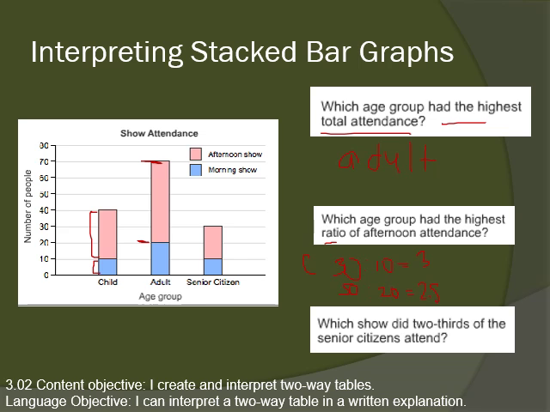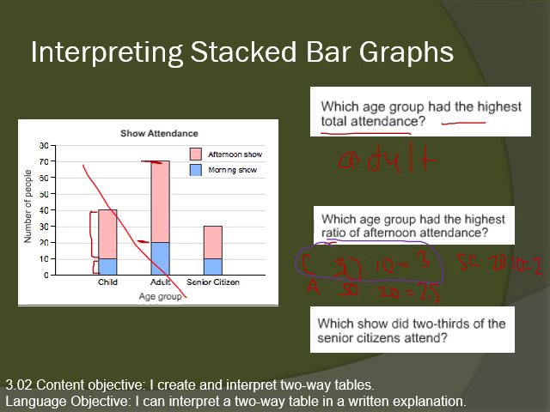Oh, not 2.5. Yeah, sorry, that's right. And that's for adults. And then senior citizens, who are the least likely to go to this, they've got the smallest one, and they'd be 20 to 10. And that comes out to 2. So the highest ratio of afternoon attendance would be the children. More children are there.